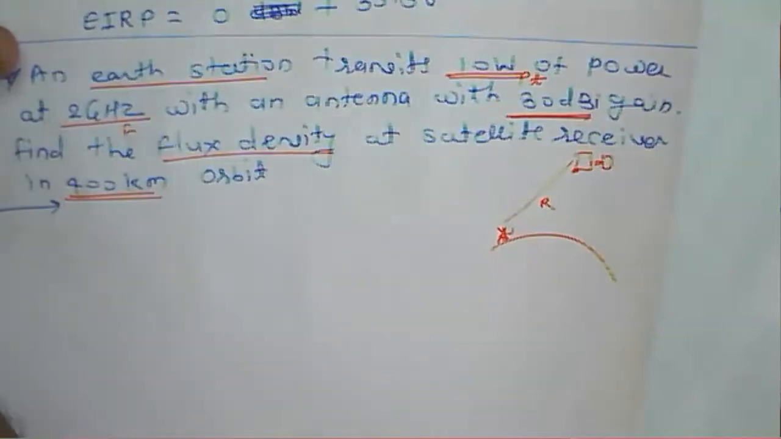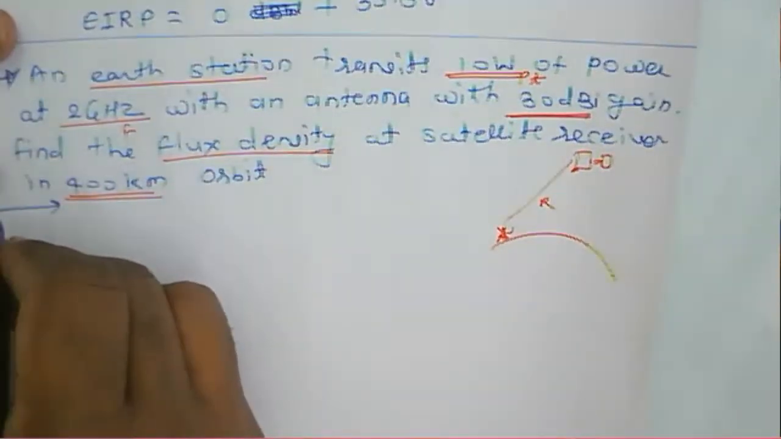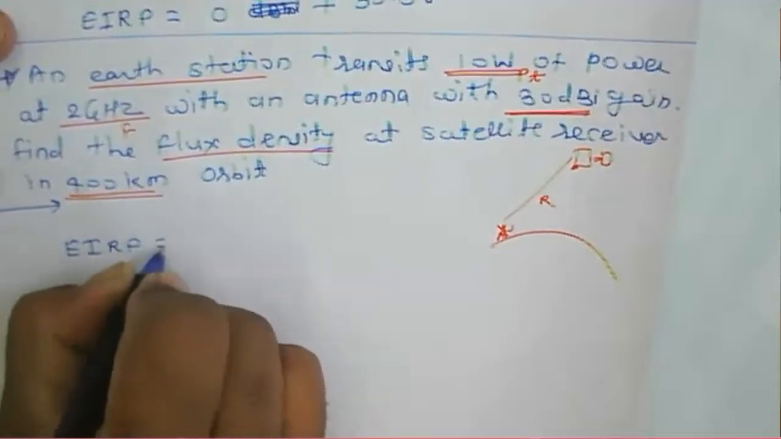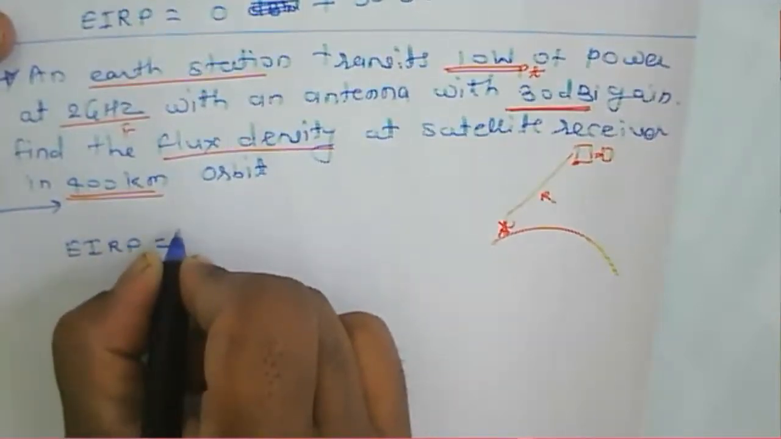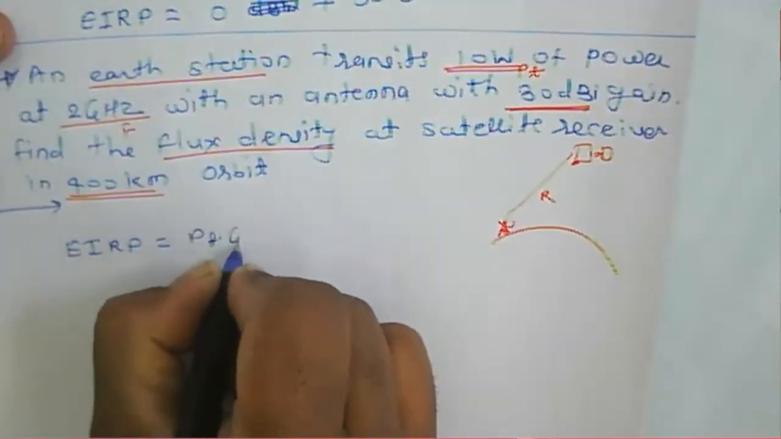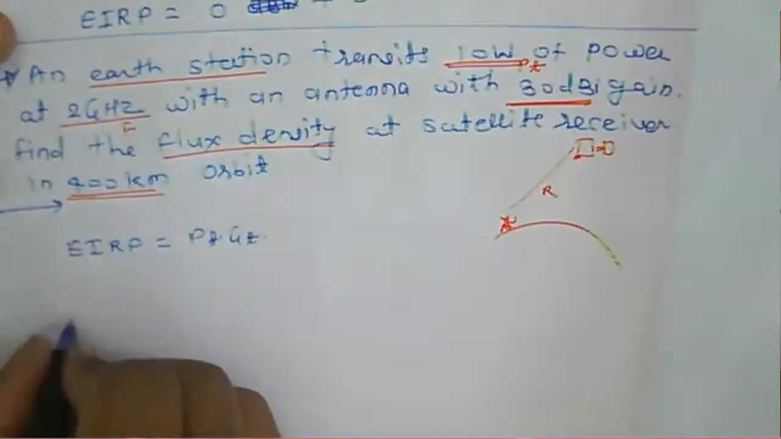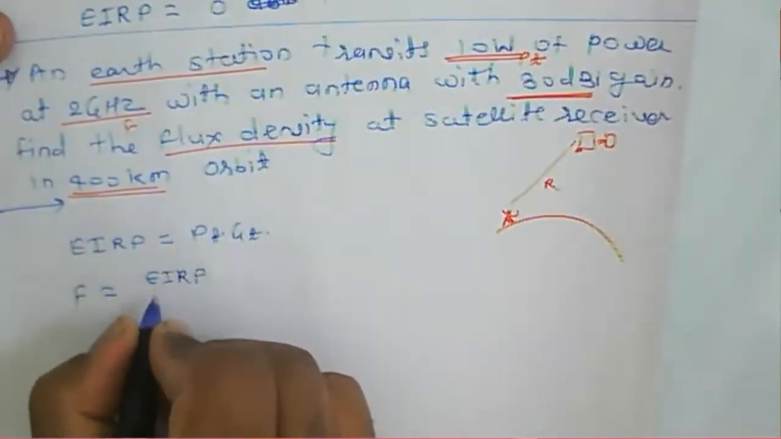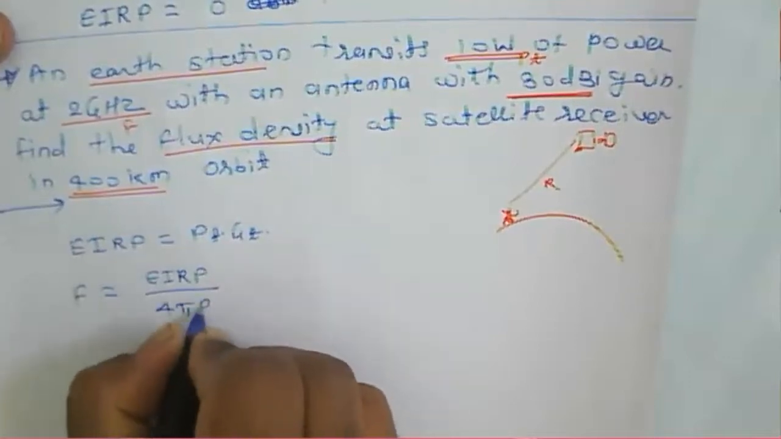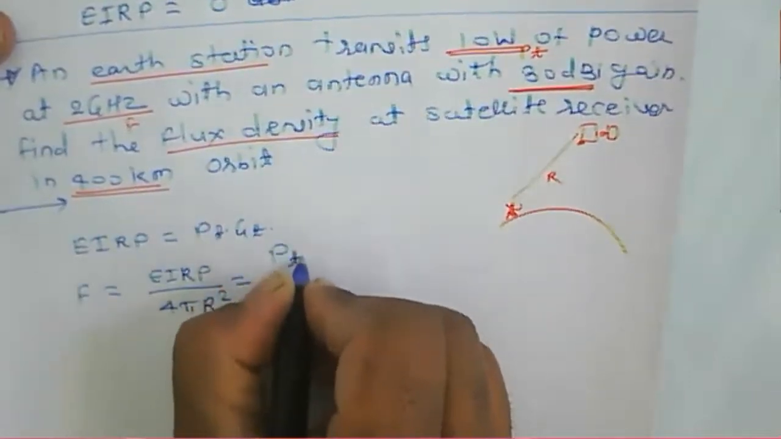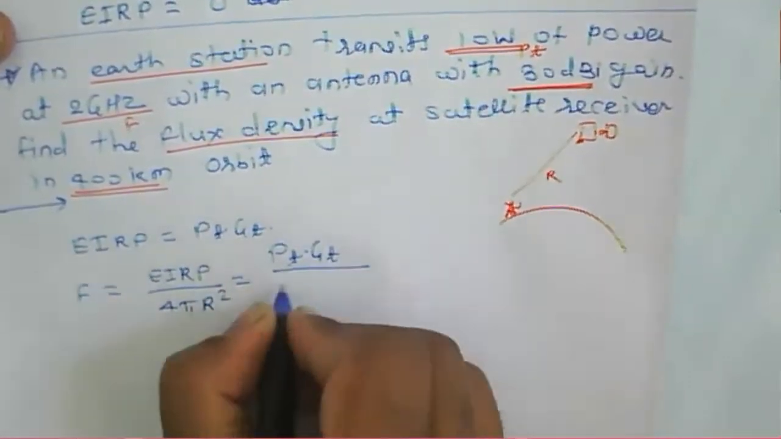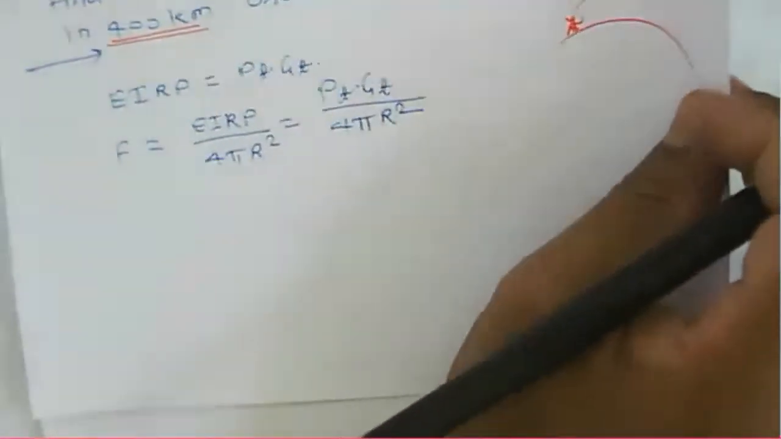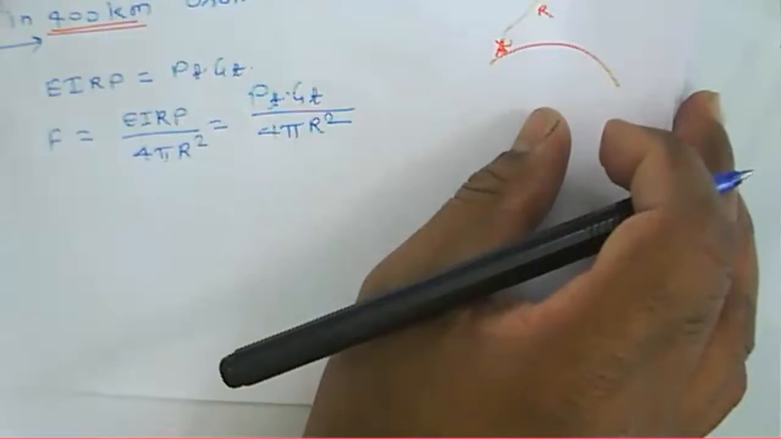Now we consider here EIRP is equal to PT into GT, and a flux density F is equal to what? EIRP divided by 4 pi r square. That will be nothing but PT GT by 4 pi r square. Put the values here.